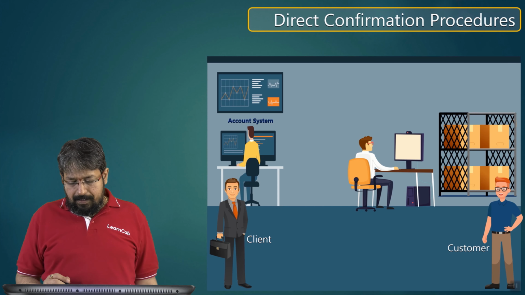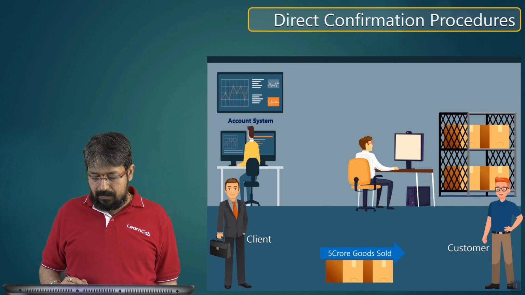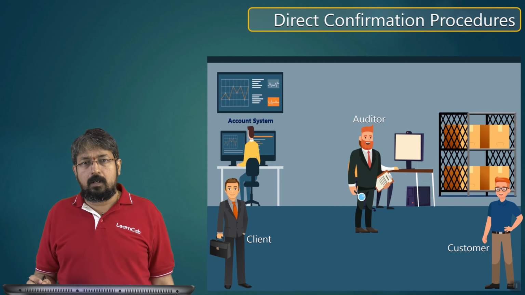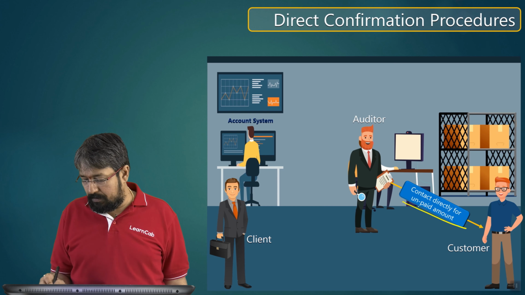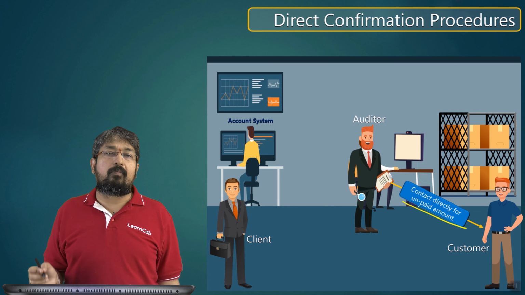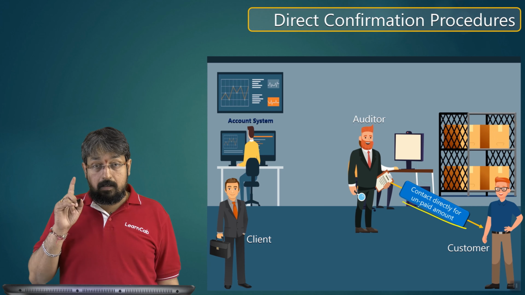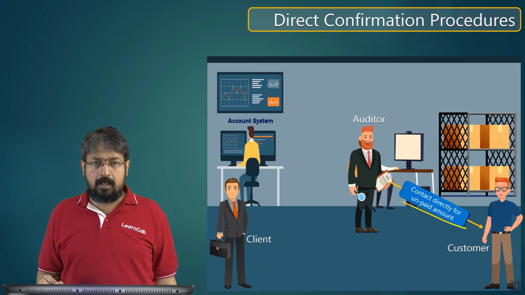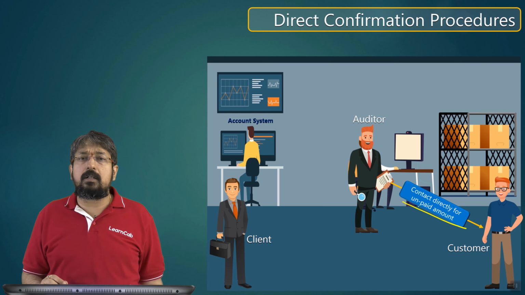Let me summarize this with some graphical thing. Say for example, the client has sold goods worth 5 crore to the customer. Now here comes the auditor. The auditor will contact the customer directly for any unpaid amount. So confirmation should always happen only directly by the auditor. He should directly contact. Otherwise the client has a possibility of influencing the customer.